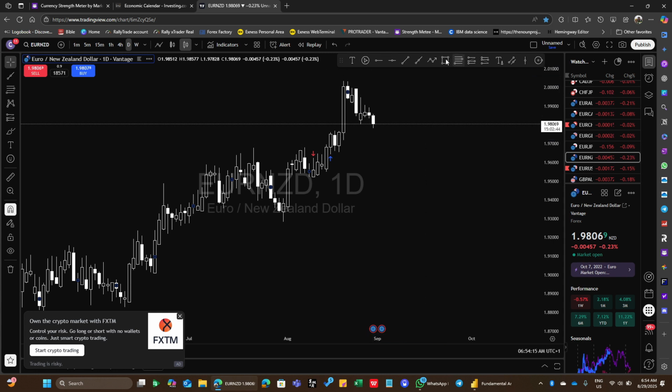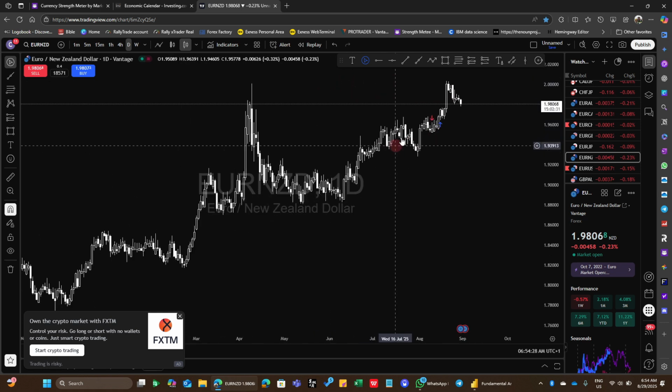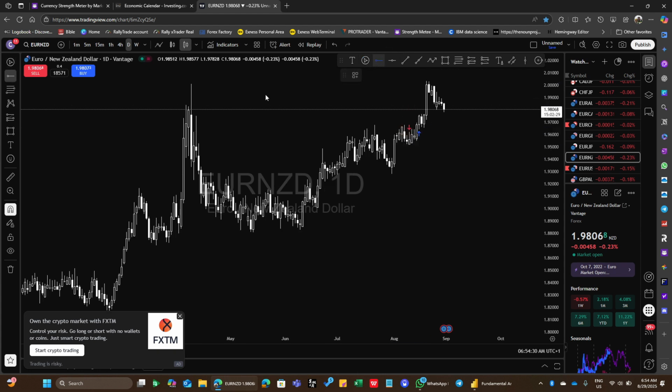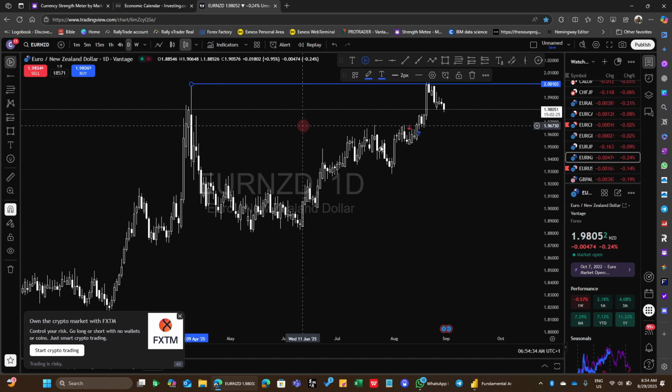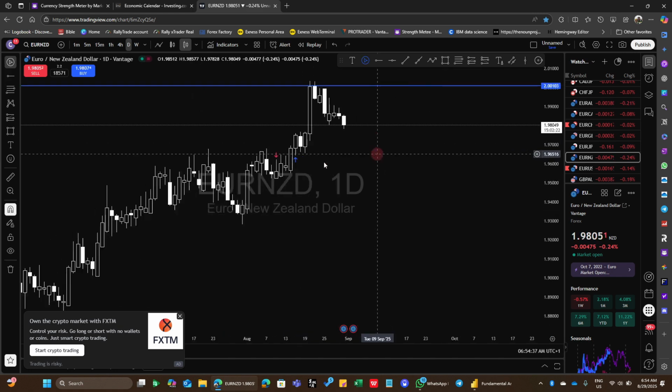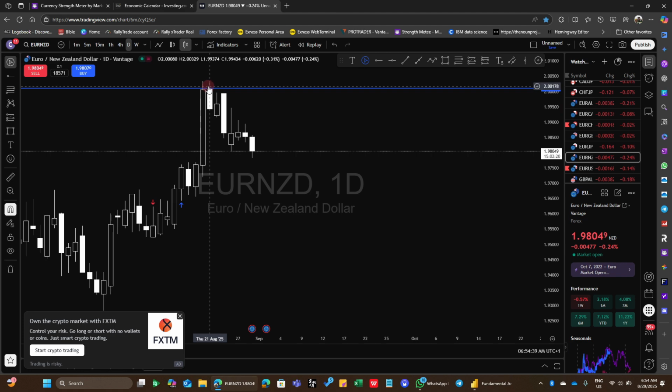Now let's do some technical analysis in these two markets. For the Euro New Zealand dollar, what we have right here is we see that price has started to come down after creating good highs. There is a high at this point and price has failed to break above it. You can see there is no clear close. Price isn't closing above. Price got there and pushed below.